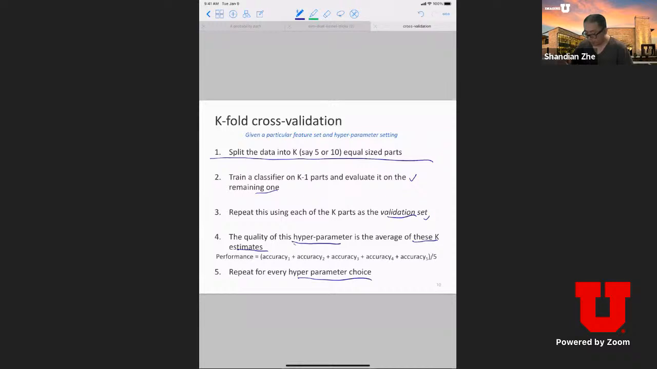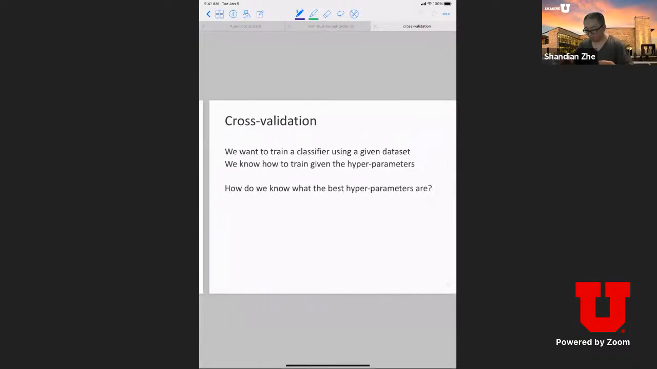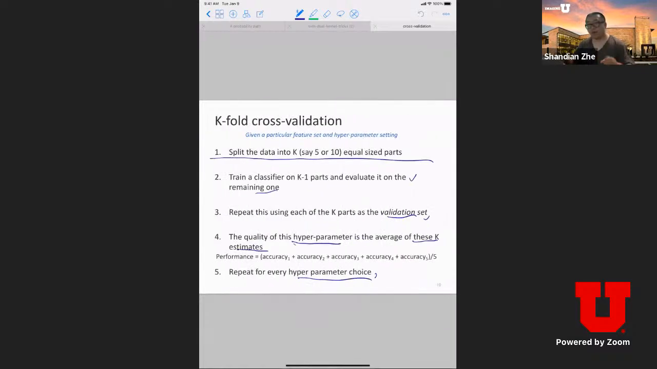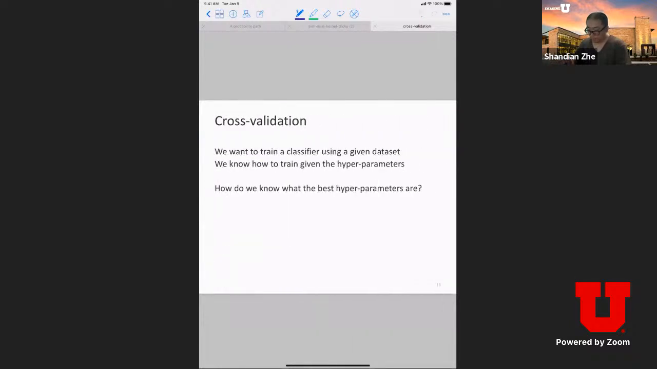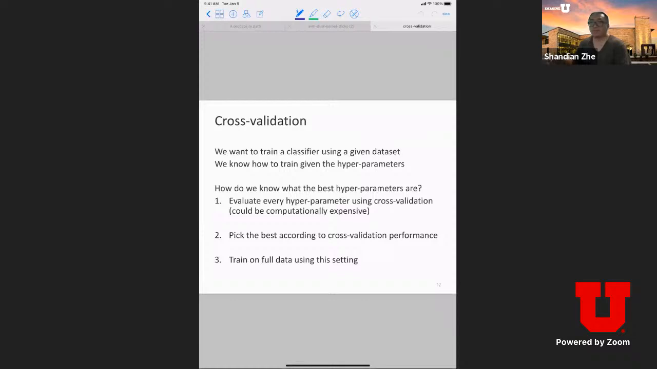And now you just repeat for every hyperparameter choice. You get the performance measure for every choice, and finally compare them and pick the hyperparameter choice that has the largest performance, namely the k-fold cross-validation accuracy. And then you retrain on the whole data set. You train the model on the whole data set with the best choice of hyperparameter. Yeah, that's it. You train on the full data set.